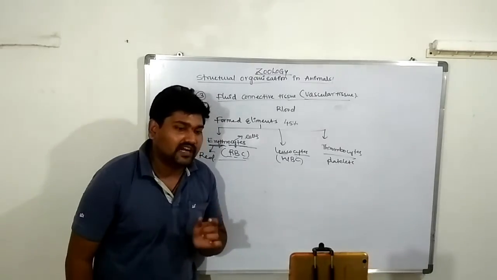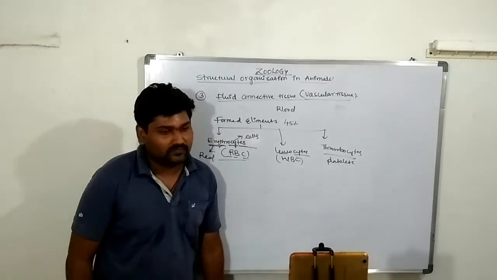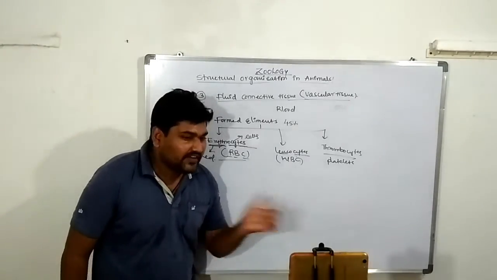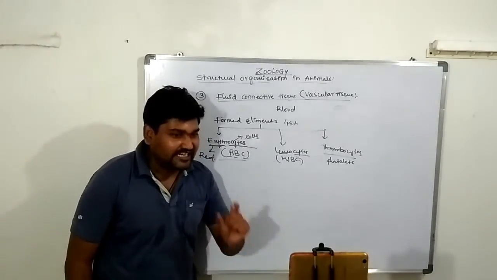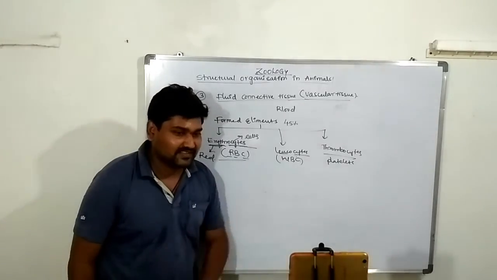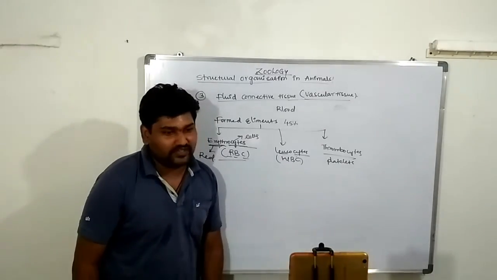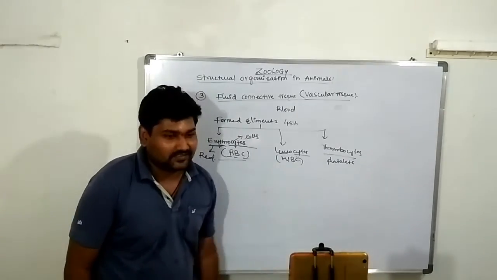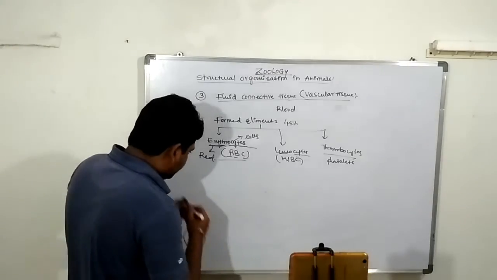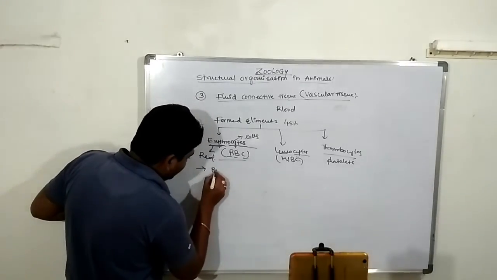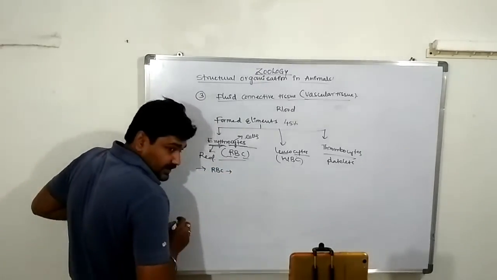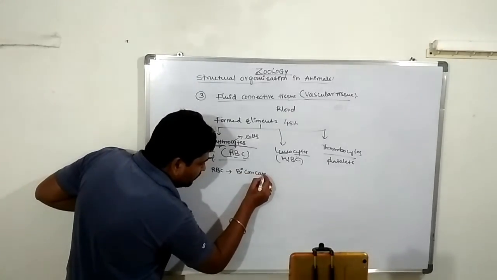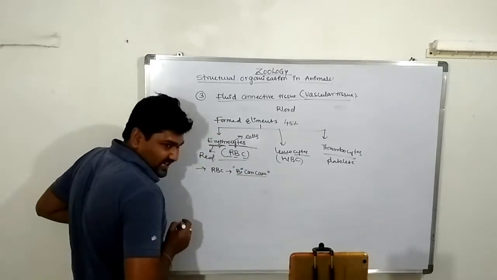The lifespan of the RBC is 120 days. These are biconcave in structure. What is the main function? It is the transport of gases, collection of nitrogenous wastes, and transport of hormones to specific organs. Are you clear? So first, the RBC is biconcave. Don't forget, biconcave in structure.